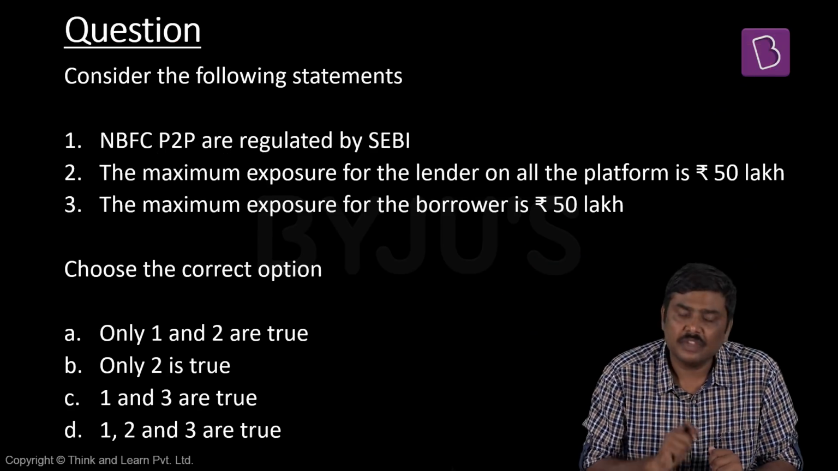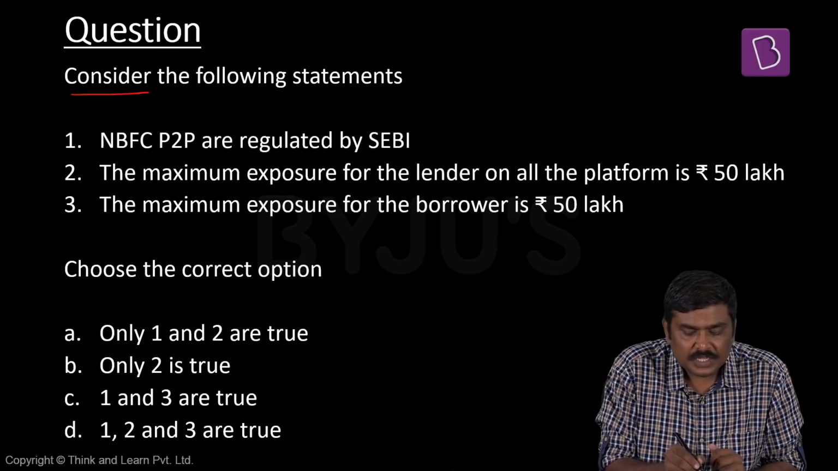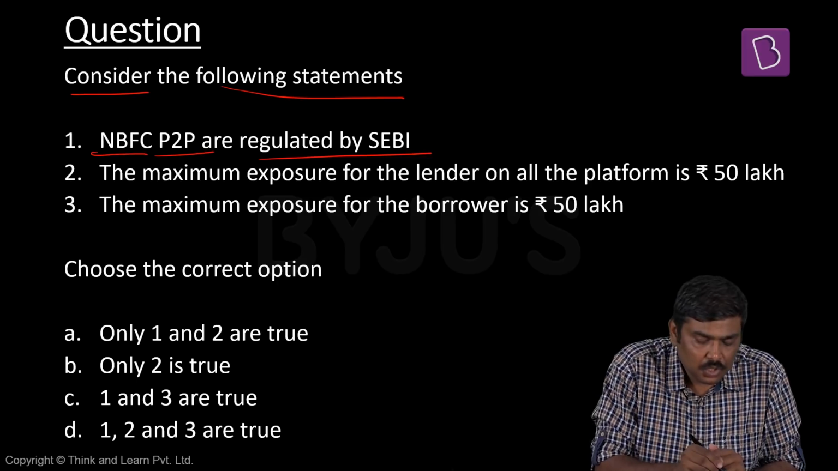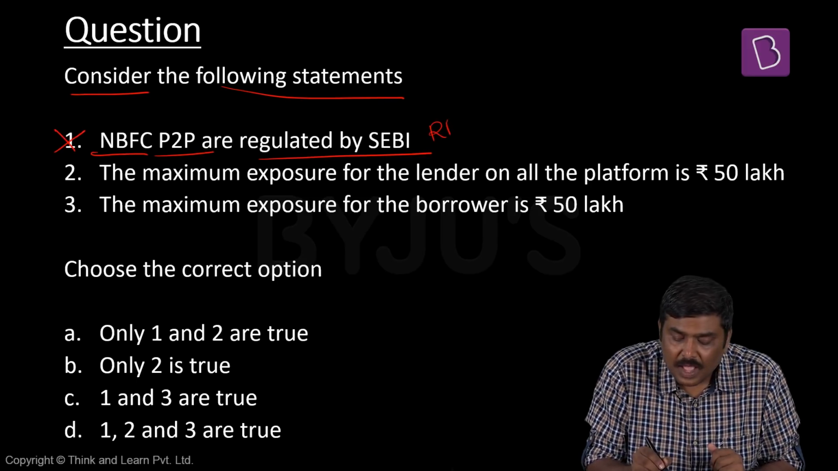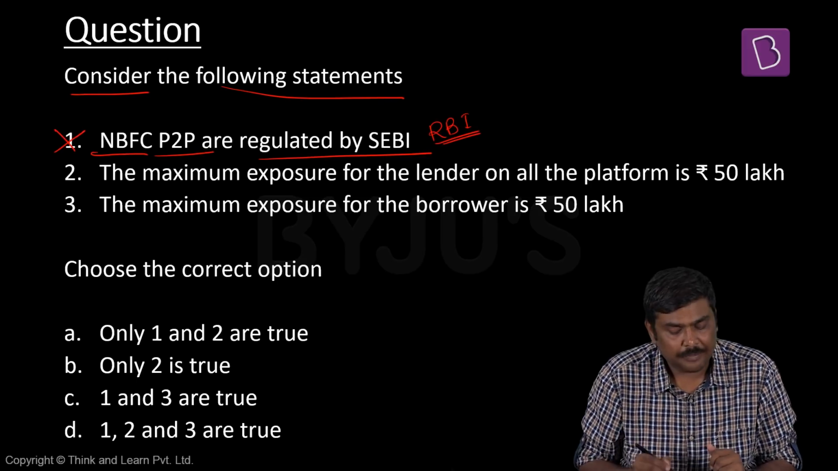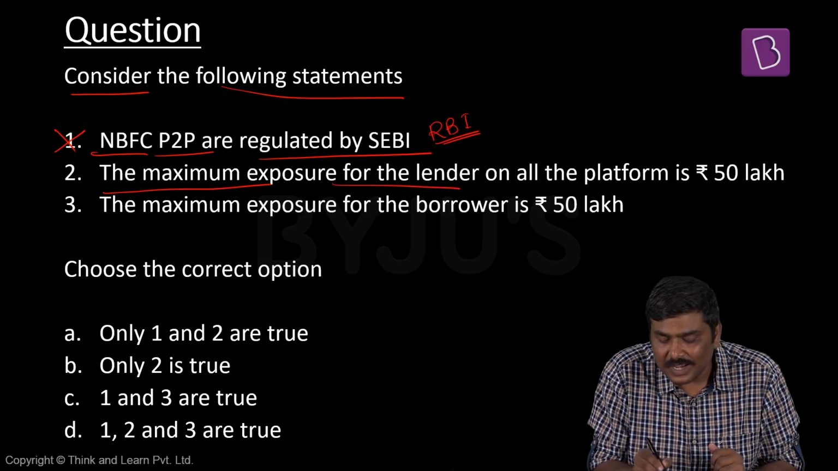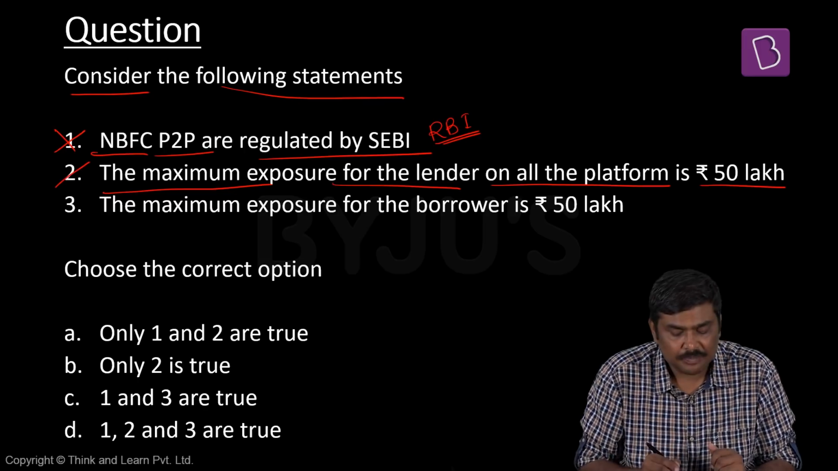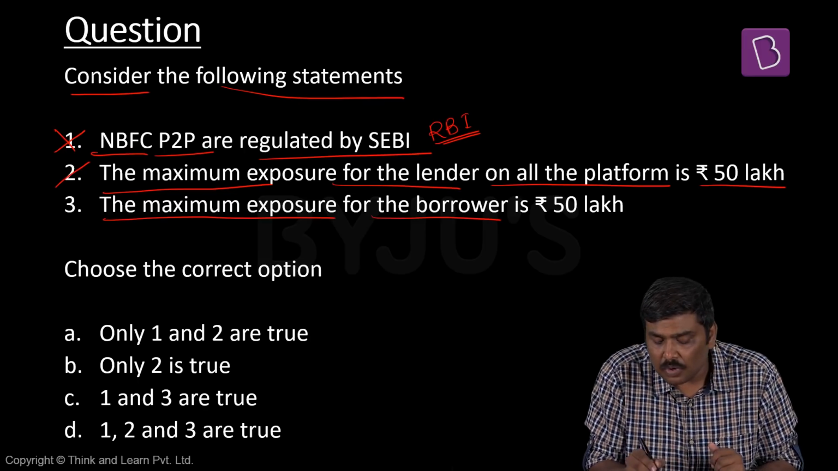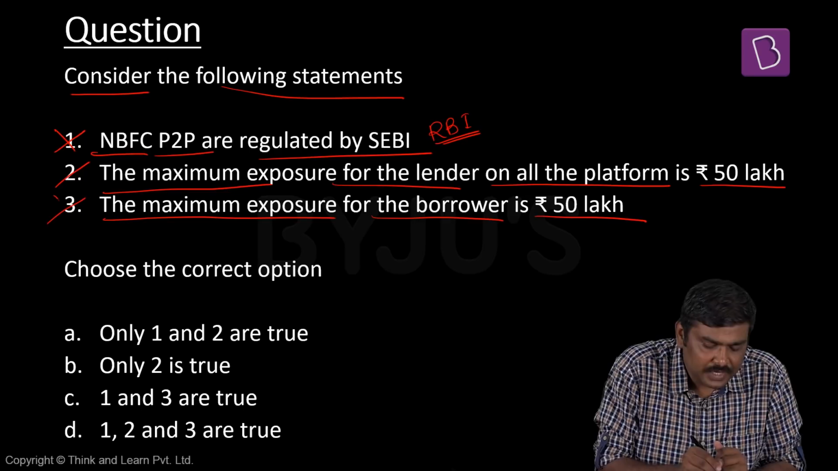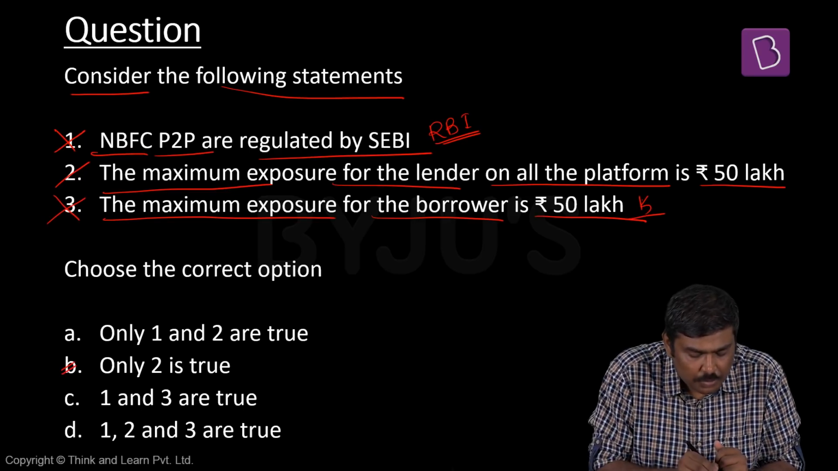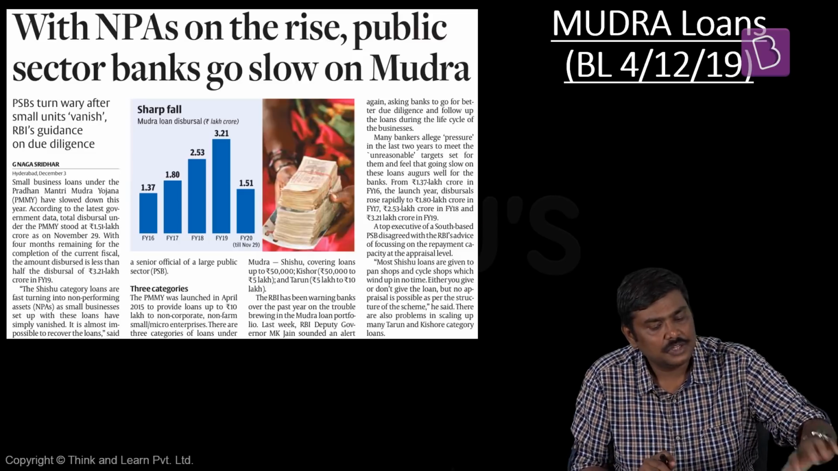Now based on this, I have given a question here. Consider the following statements. NBFC P2Ps are regulated by SEBI? No, these are regulated by RBI, the Reserve Bank of India. The maximum exposure for the lender on all the platforms is 50 lakh rupees. Yes, that is correct. The maximum exposure for the borrower is 50 lakh rupees. No, that is wrong. It is 50,000 rupees. So the right option will be option B. Only the second statement is true.